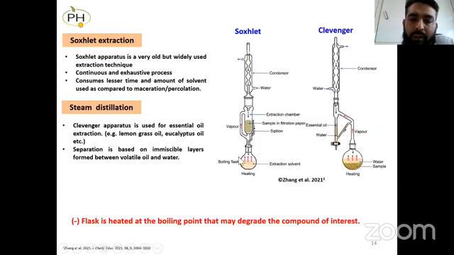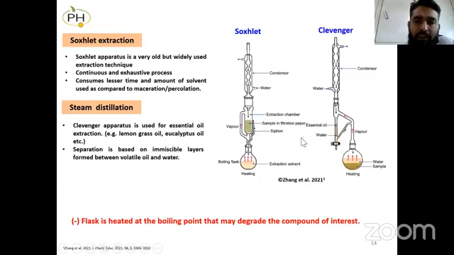So until this solvent is there, you will get the colored filtrate. When extraction is completed, then you will get clear or colorless filtrate. So it is an exhaustive process, consumes lesser time than maceration and percolation. Also, solvent used in this method is lesser than those methods.